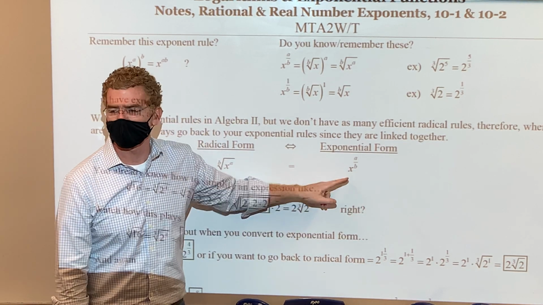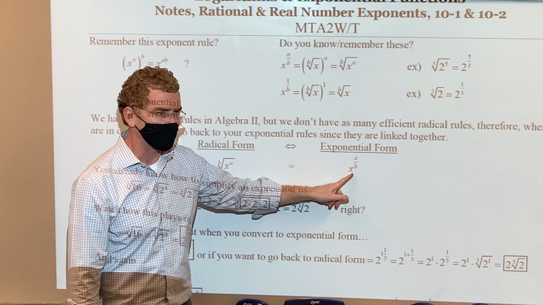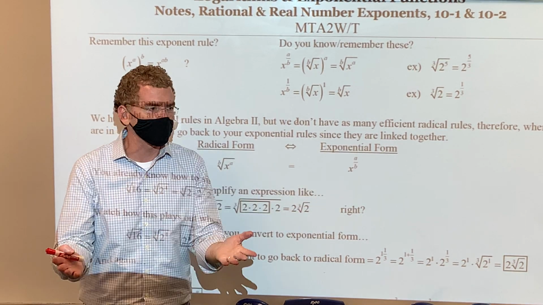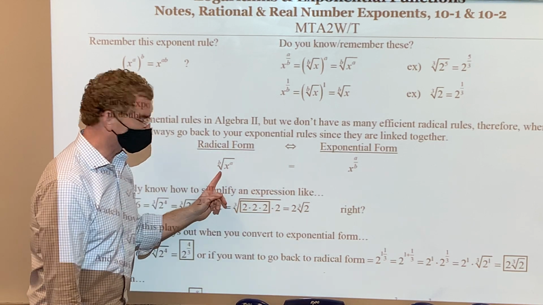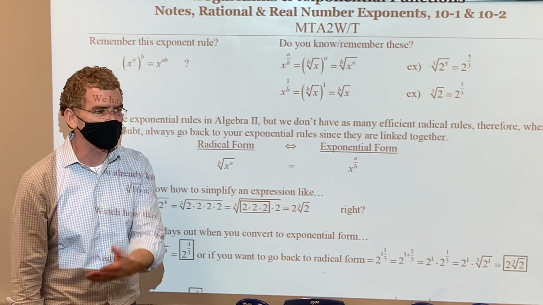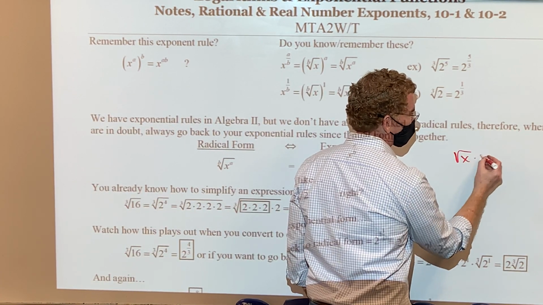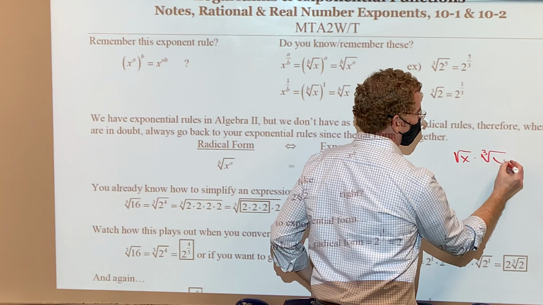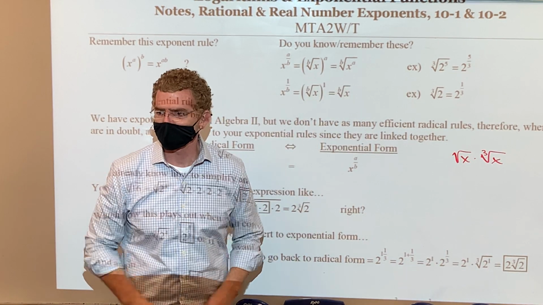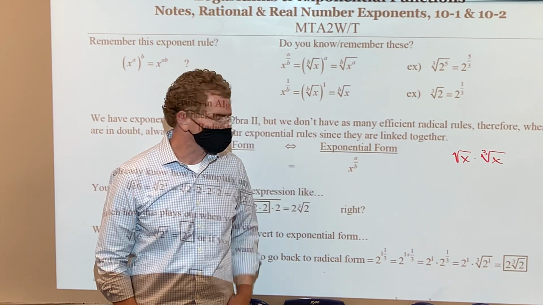And the upside of that is this. You already have rules for multiplying exponents, bases with exponents. You already have those. You don't have rules for multiplying radicals unless they're in certain situations. Let me give you an example. If I were to say, what is the square root of x times the cube root of x? Do you know how to multiply those? I don't either as radicals.